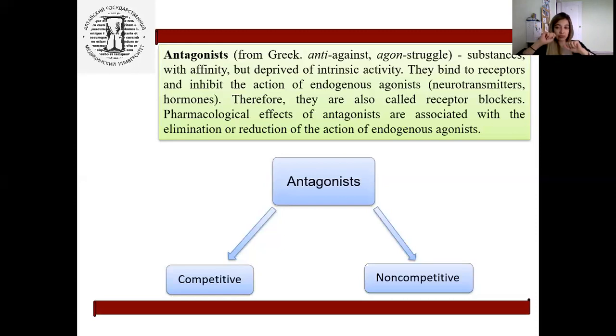And non-competitive means I have one hole in the lock, but I also have something, I don't know, on the side of the door, which can also block the lock. So finally, the key will not work here because on the other side, the stick has already blocked this lock. So there is no competition between them, and that is why this is non-competitive.